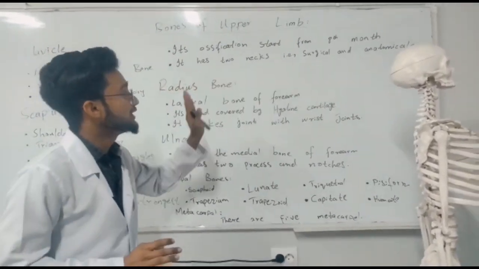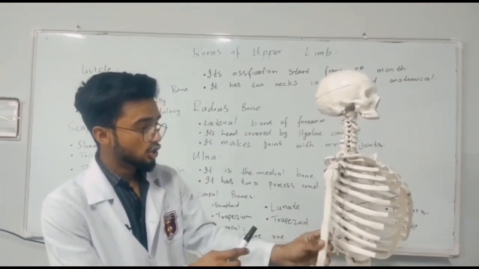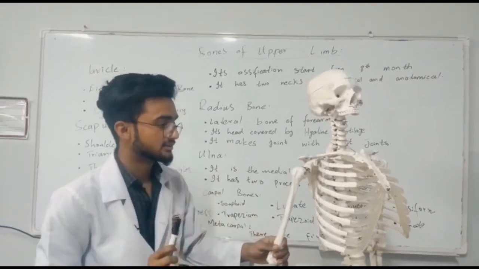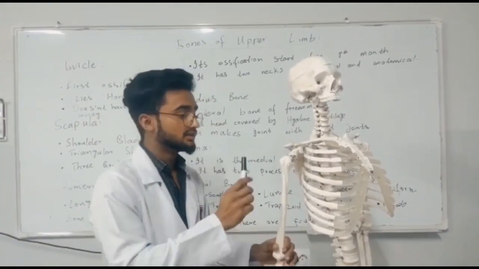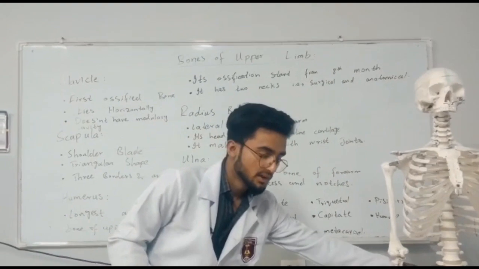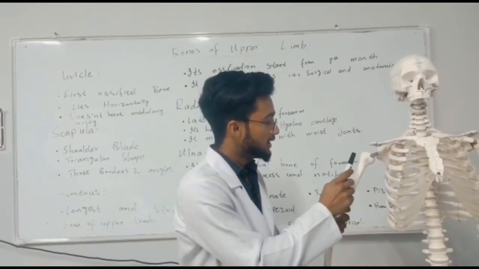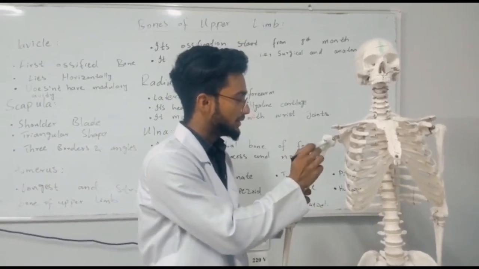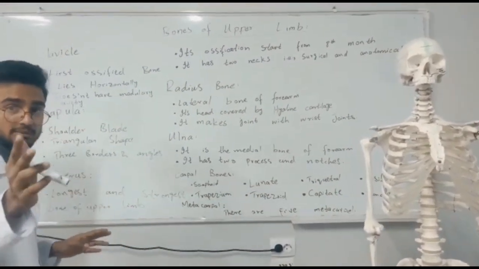Okay, it has 2 necks. Humerus has 2 necks, as you can see from here: the anatomical neck and the surgical neck. The neck which is mostly fractured or broken is the surgical neck of the humerus. Humerus has some other parts, for example, the condyles, medial epicondyle and lateral epicondyle. Between the 2 condyles, there is the bicipital groove.